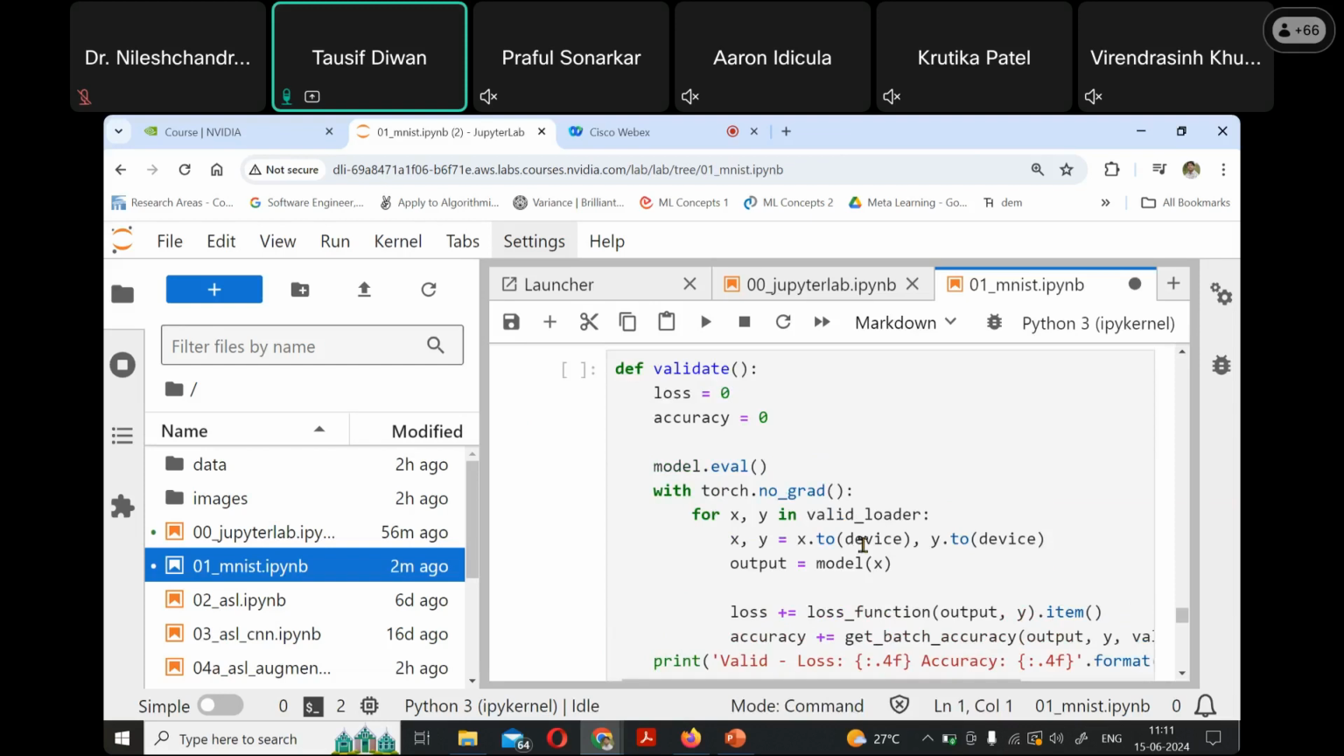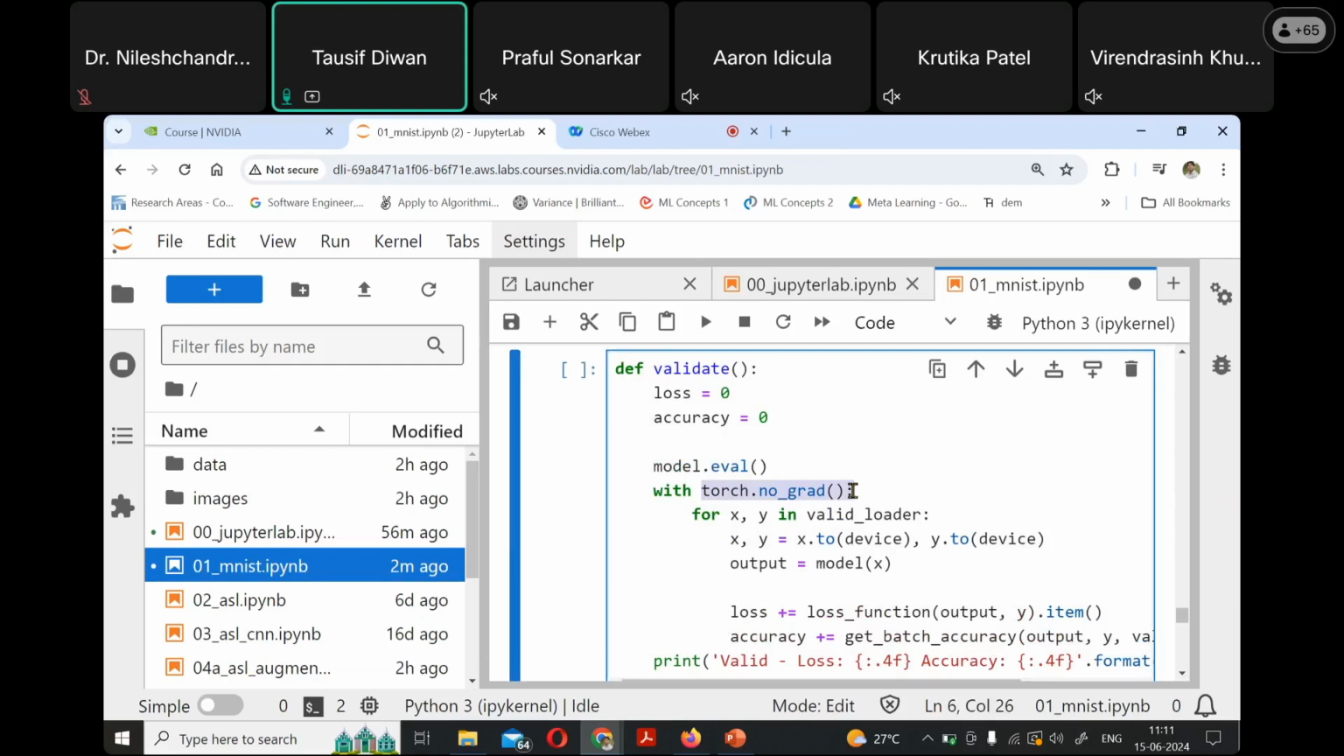Similarity between training and validation. Loss and accuracy are once again defined as 0. Model dot evaluate will just initiate the model evaluation. Torch dot no gradient means that in validation, gradients are not getting updated. Ultimately, the model parameters are not getting updated over here.